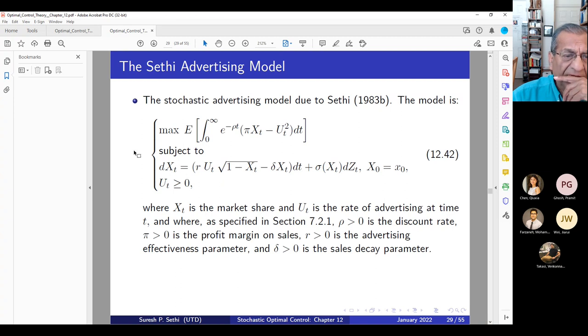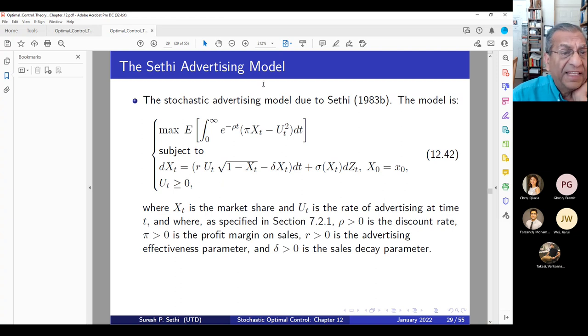Okay, this is not necessary, but I can discount the problem, put infinity, so that's not a problem. This was what we did in Vidal-Wolf. We had a discount rate and we had 0 to infinity. So I changed the Vidal-Wolf model to this model. And when I did that, I was able to solve the problem. And that solution appeared in my 1983 paper.